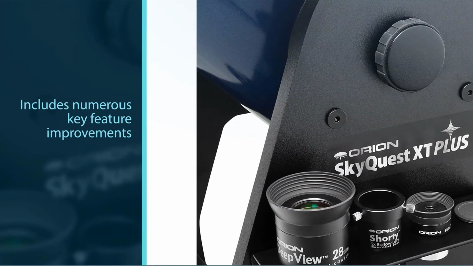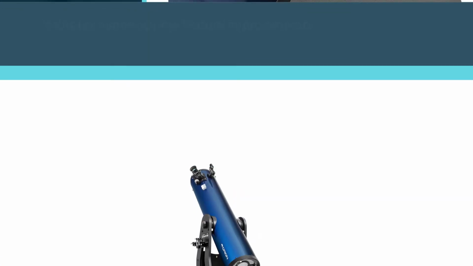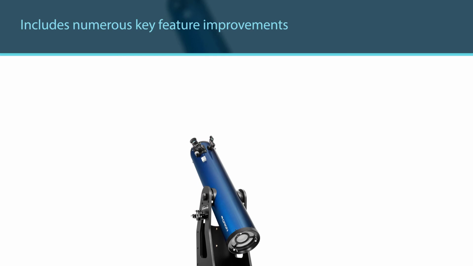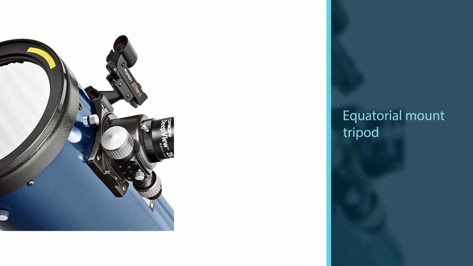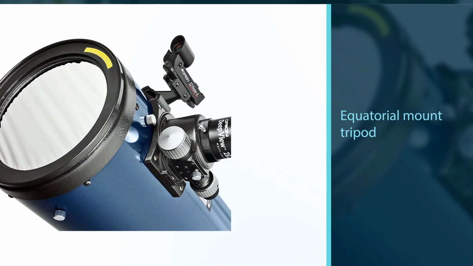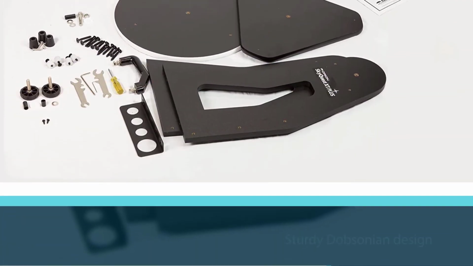The upgrade of the popular XT8 Classic Dobsonian includes numerous key feature improvements and additional accessories. The equatorial mount tripod makes for comfortable stars and planet gazing. If you are looking for a good value for money telescope kit, this certainly is a great one to choose from.